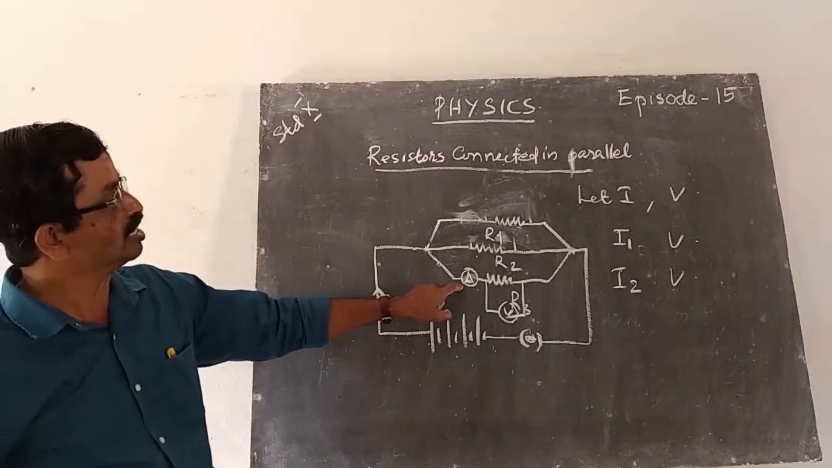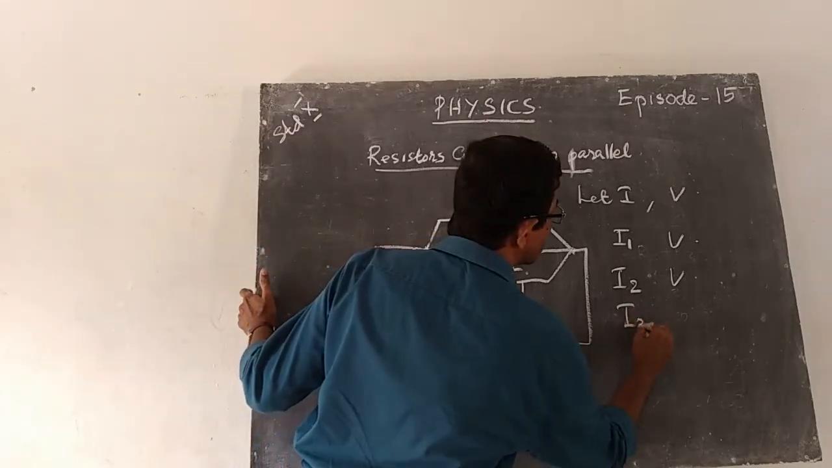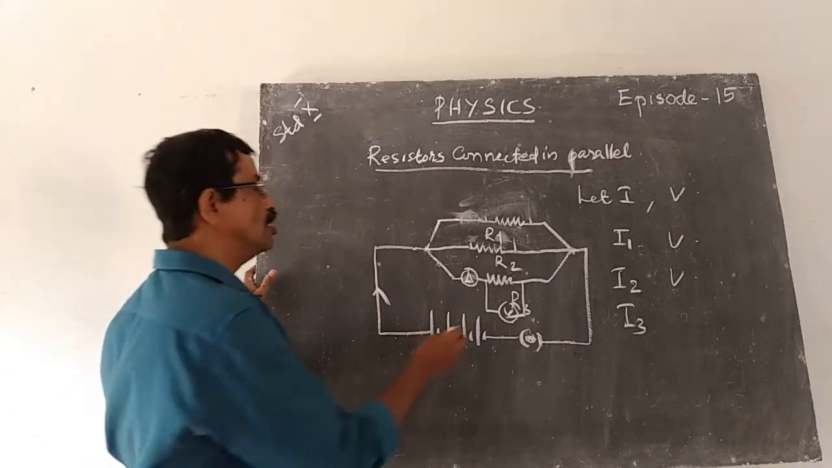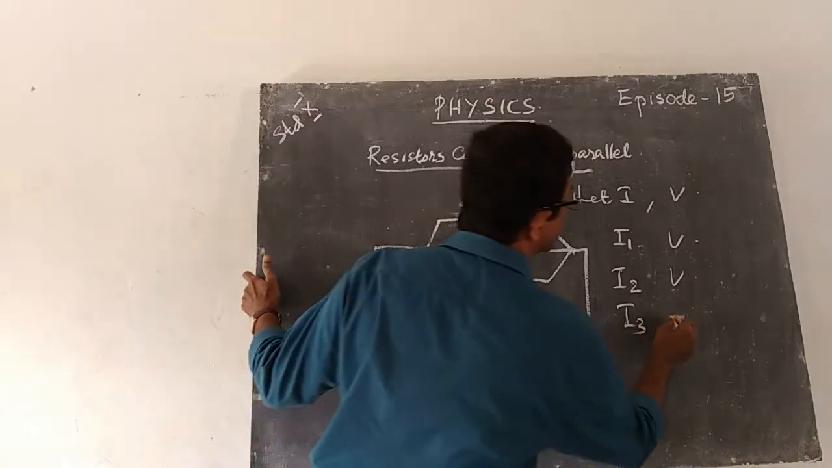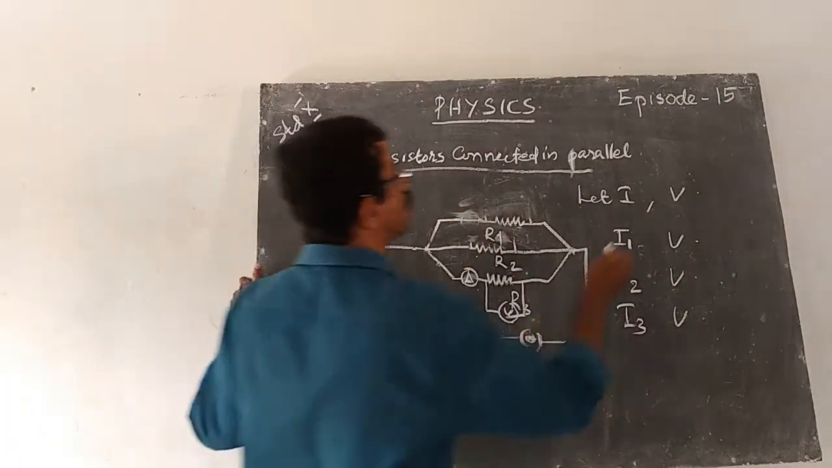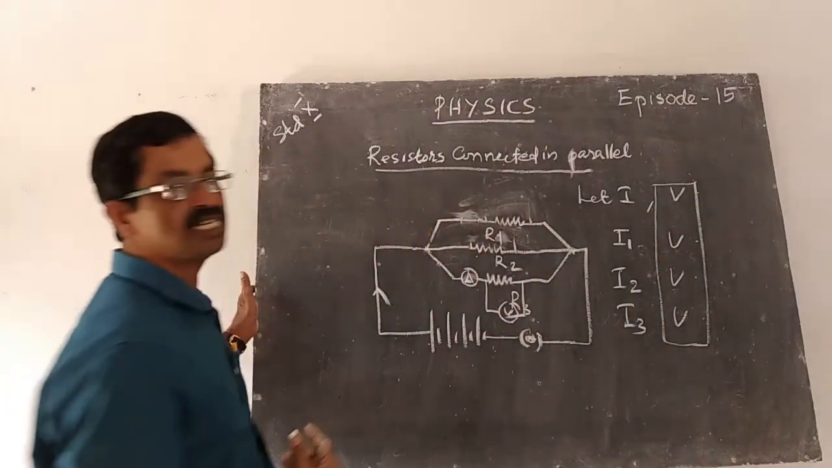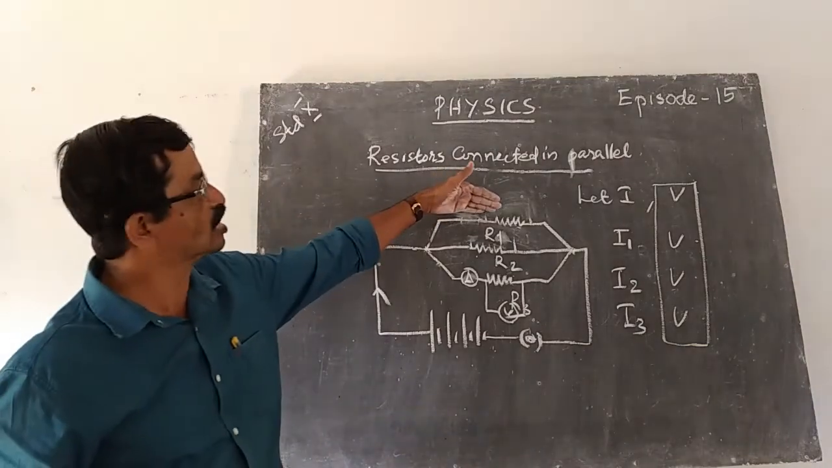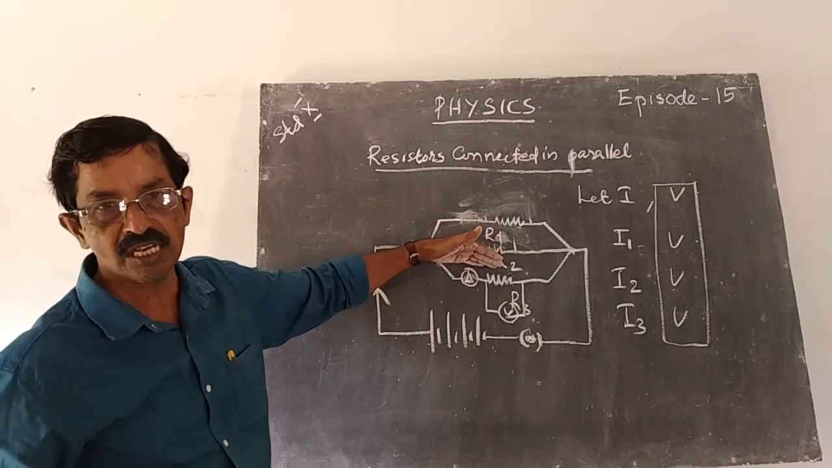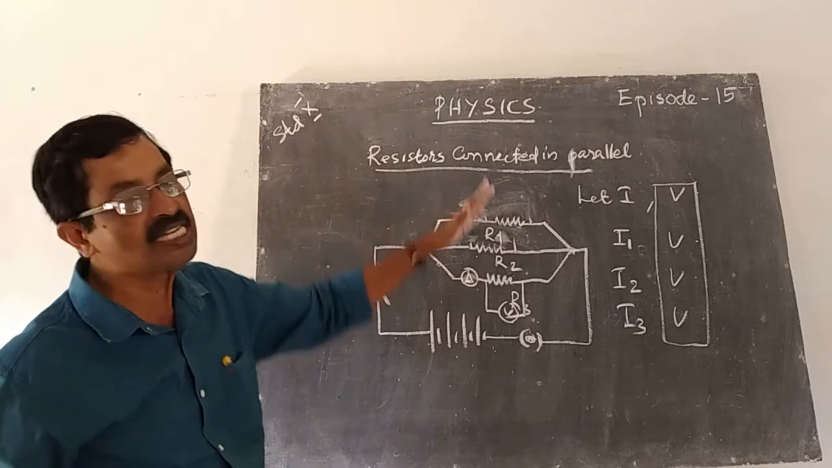Now again you measure current through this resistor R3, that we got as I3, and you observe potential difference, that again we get as V. See, throughout the potential difference remains the same. That means when we connect resistors in parallel, potential difference in all of them remains the same.